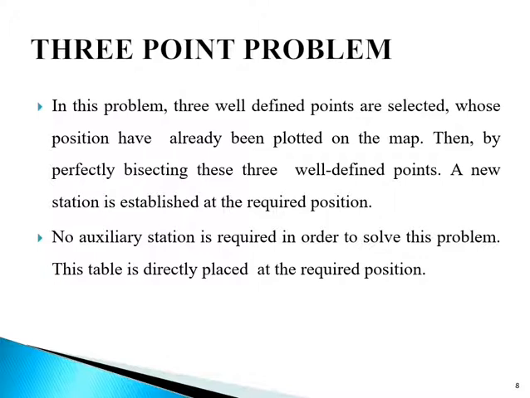Next we are going to discuss the 3-point problem. In this problem, 3 well-defined points are selected whose positions have already been plotted on the map. Then by perfectly bisecting these 3 well-defined points, a new station is established at the required position. No auxiliary station is required in order to solve this problem. The table is directly placed at the required position.